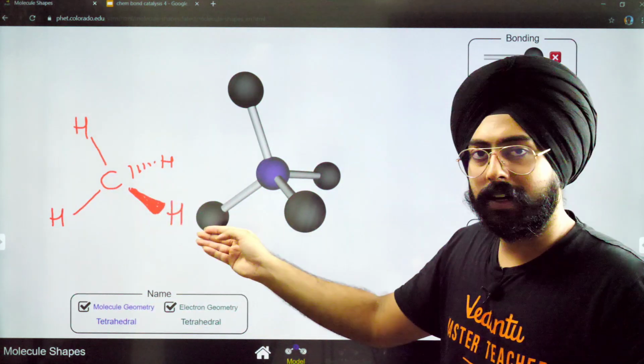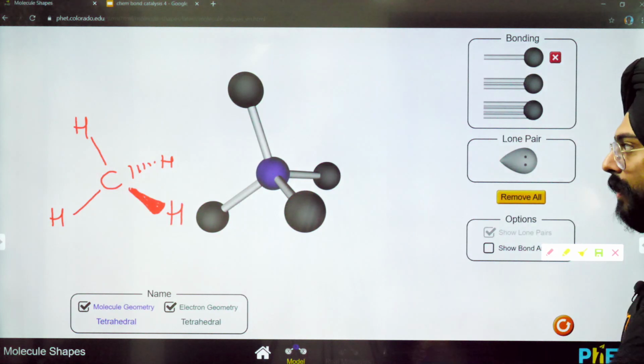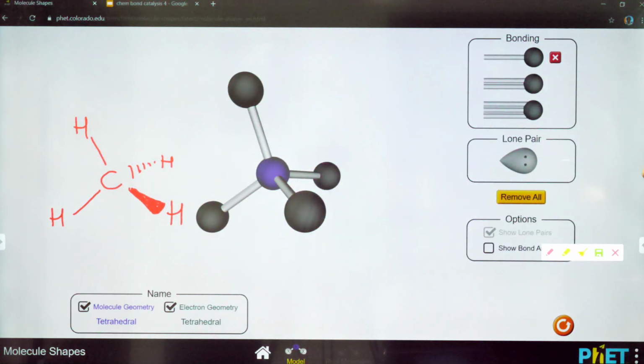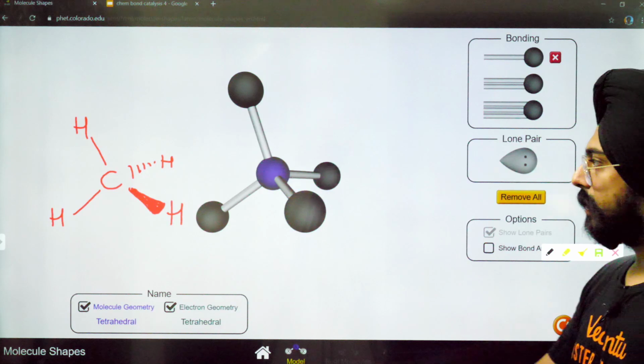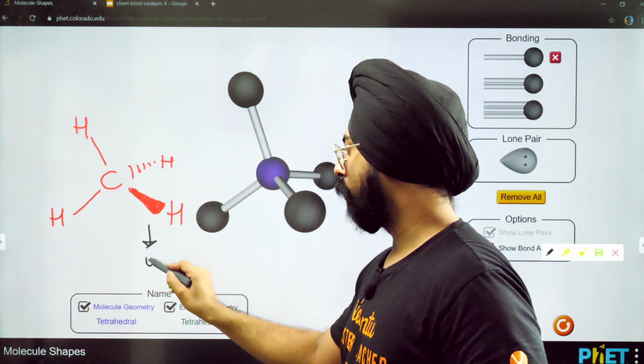This bond is coming towards you, this bond is going away from you. Yes, this can be drawn on paper like that. So my dear friends, this bold thing is known as a wedge.